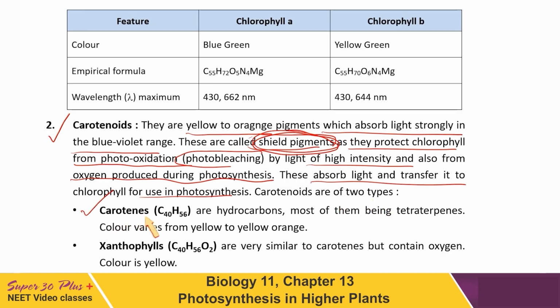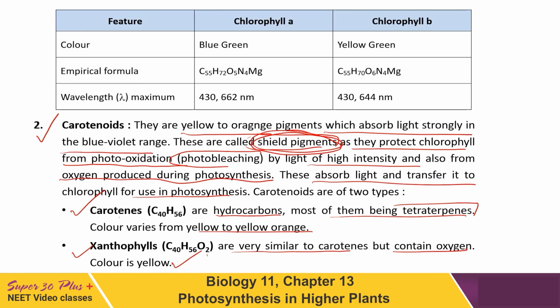One is carotene, one is xanthophyll. Carotene is C40H56 hydrocarbons, most of them being tetraterpenes, and the color varies from yellow to orange. Xanthophyll is very similar to carotene, but oxygen is added to it, so it contains oxygen, and the color is yellow. We can remember here the features: color, empirical formula, and the wavelength which they absorb to the maximum.